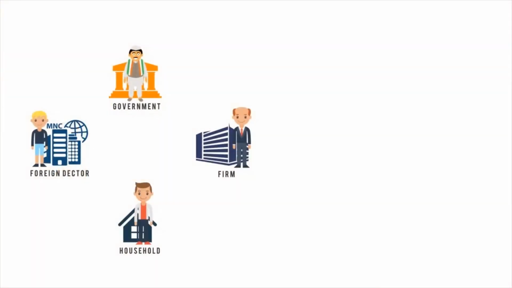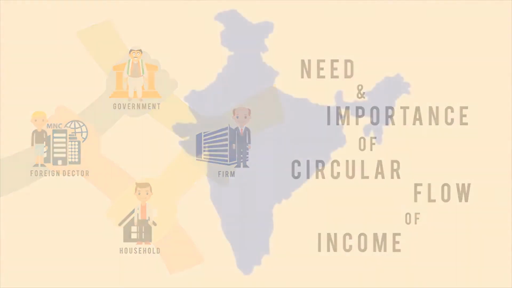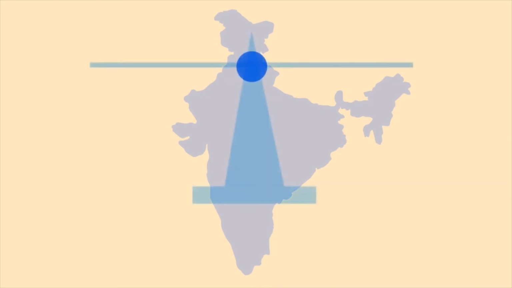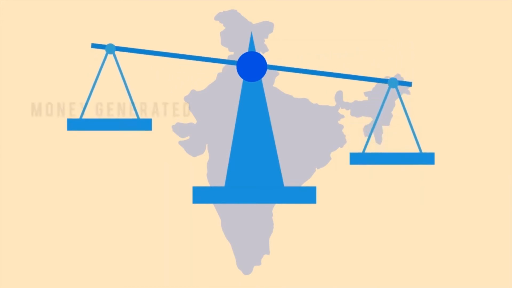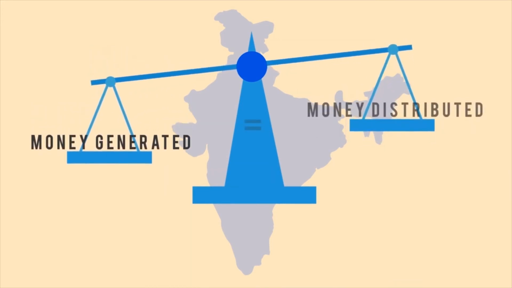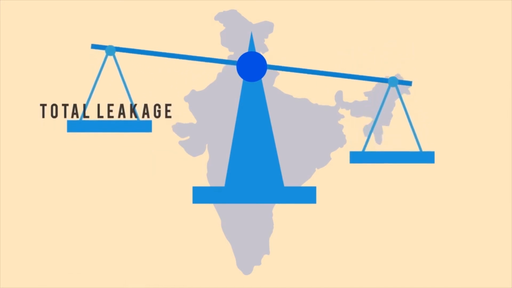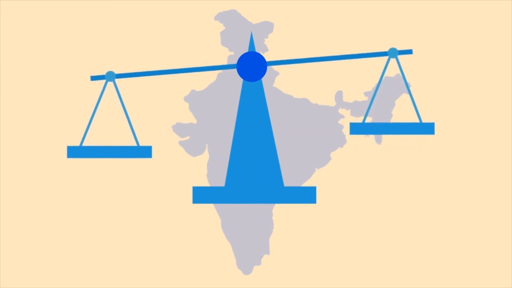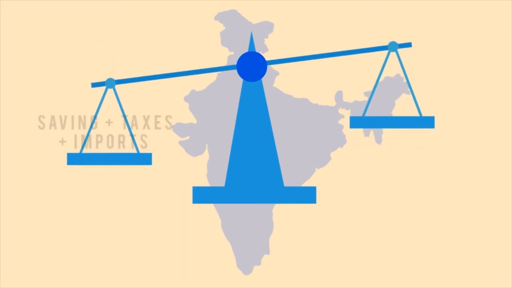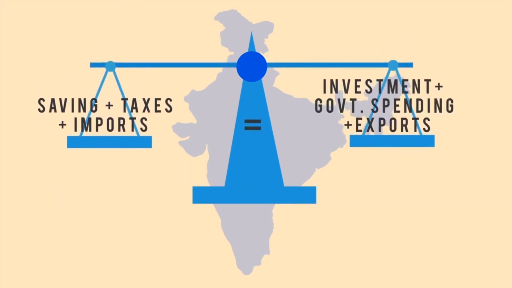Now that we have studied circular flow of income across various sectors, let's understand the need and importance of circular flow of income. Circular flow of income is very helpful in studying the equilibrium position of the economy. The state of equilibrium happens when the money generated is completely distributed and completely spent, or in another way, it is the state where total leakage equals total injections occurring in the economy. Mathematically speaking, this can be understood as saving plus taxes plus imports equals investment plus government spending plus exports.